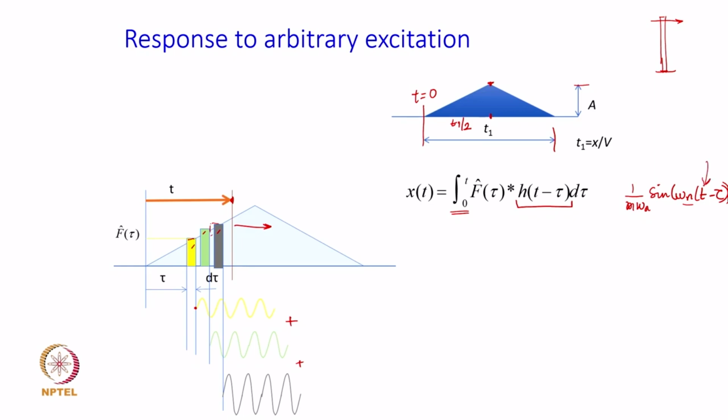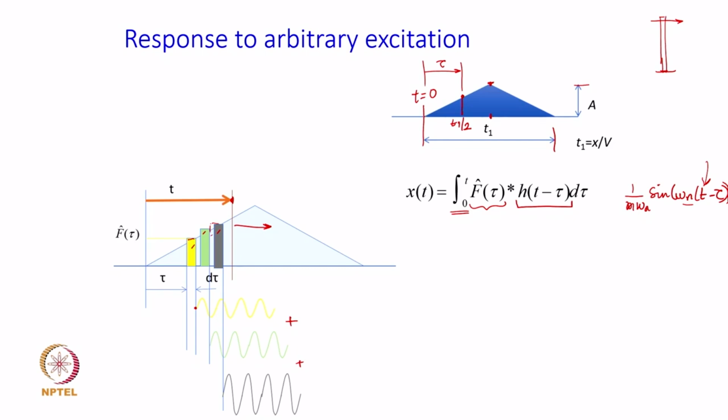You know at what time you want to find the response. So, this is presumably known, and tau is a variable that is going to keep changing. Now, what is F cap tau? Now, this F cap tau is the force at a particular instant of time tau. So, tau is being measured from this 0 time, and this is your integration variable, or the variable at which the excitation force is going to change.